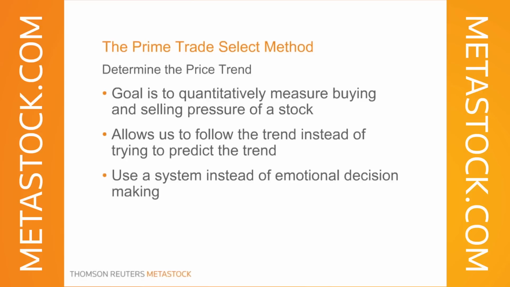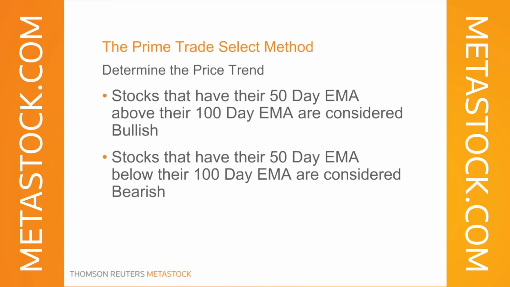So, of course, when we're trading with the trend and trying to figure out what the trend is, the goal is to find the stocks that are going to work well for that particular trend. The specific methodology that Chuck uses is he looks to buy stocks that have their 50-day exponential moving average above the 100-day exponential moving average, and that would be a bullish criteria for an entry. If the 50 is below its 100, then we'd consider it a bearish trade or a bearish opportunity.